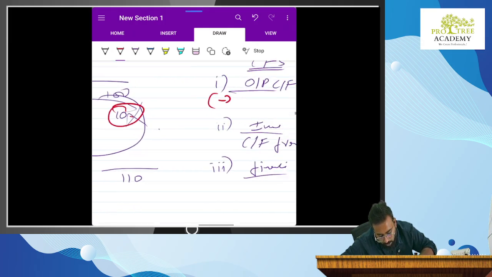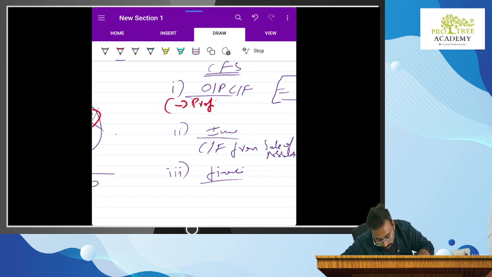Yes sir, reduce profit on sale of fixed assets.